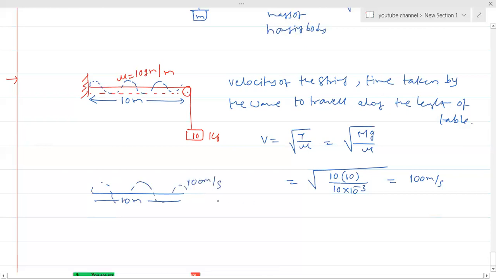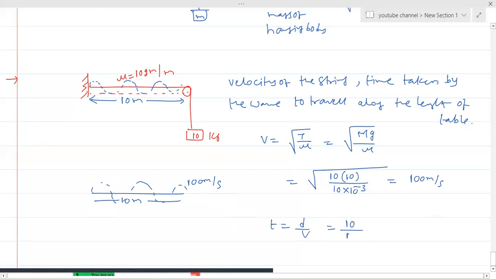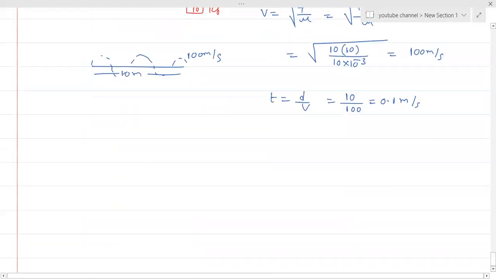We know that the wave velocity is constant. So therefore we will write time equivalent to distance by speed. That is equivalent to 10 by 100, that is 0.1 second. So here, we have a few important things. So this is very, very famous.